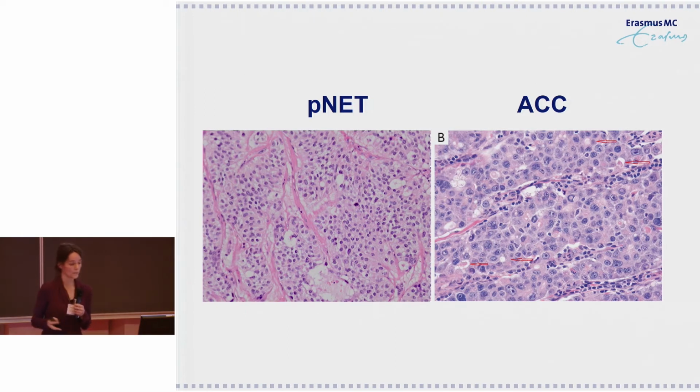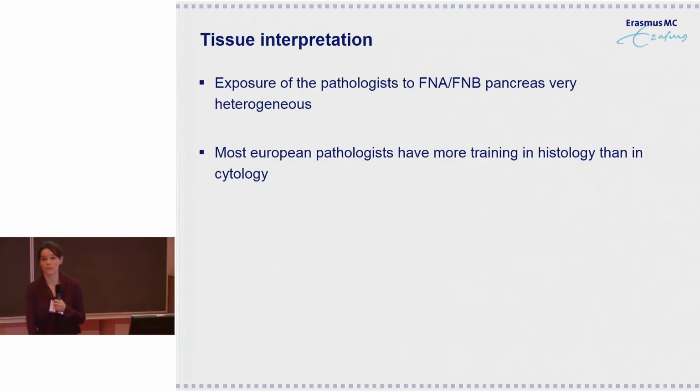First of all, by histology, we can easily differentiate ductal adenocarcinoma from other types of pancreatic lesions like neuroendocrine tumor or acinic cell carcinoma, for example. But on cytology, it could be difficult. And remember that most pathologists are trained as histopathologists and not cytopathologists. They have seen much more histology than cytology, I think, in most pathology departments. And also the exposure of the pathologists to FNA samples specifically is not that high.